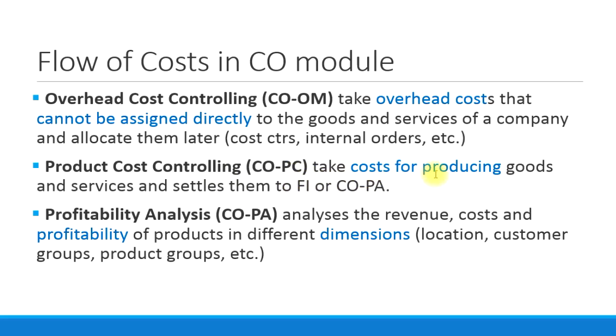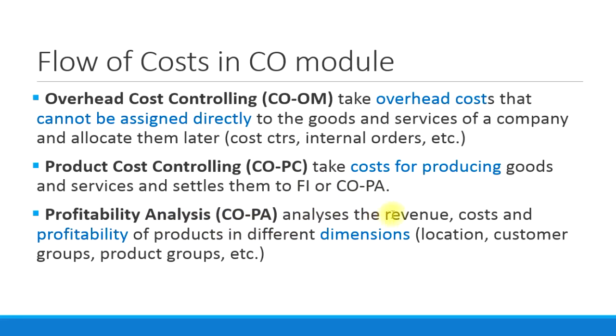So initially we collect all the costs of those products via production orders or process orders. There may be different types of orders related to product cost controlling, and then later you can settle them to the FI module or the COPA module. Again, you don't have to settle them to the FI module, even though the option is given here. Most of the time it's settled to the COPA module, which you should be looking at next, the profitability analysis module.